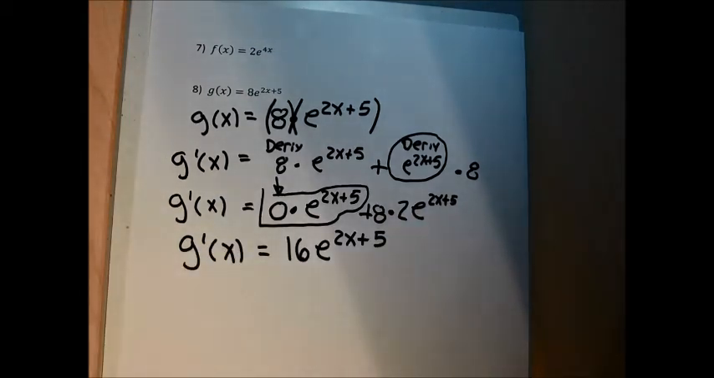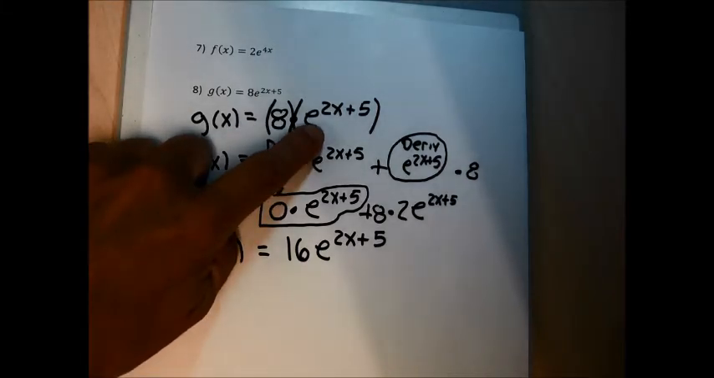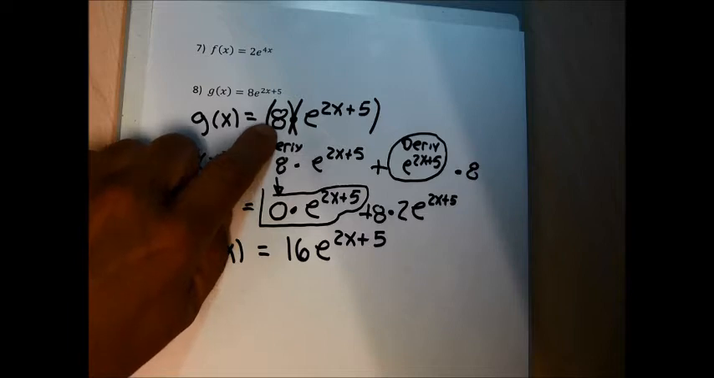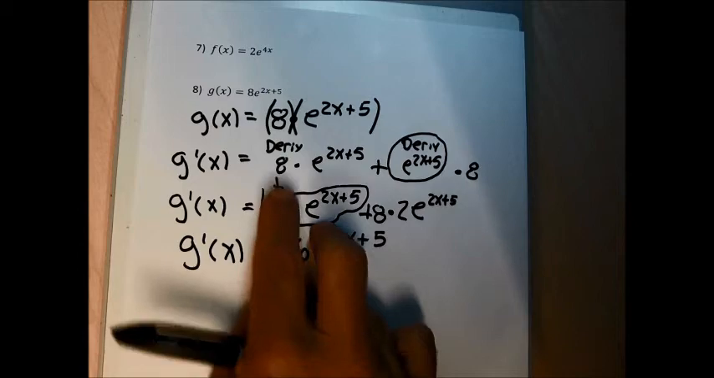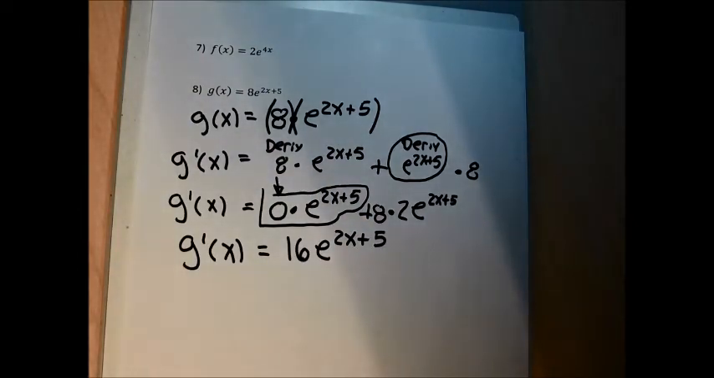So the trick would be to know that if you have a number multiplied by an e function, and that number doesn't have a letter, you don't really need to use the product rule because one of the pieces is going to turn to 0. But if that 8 had an x along with it, then I would absolutely have to use the product rule.